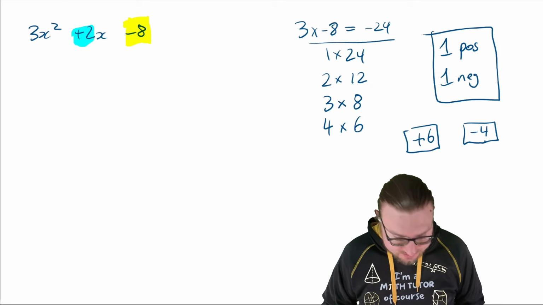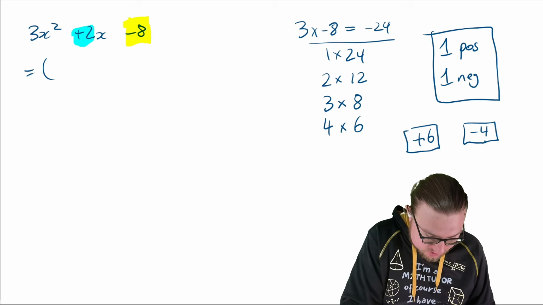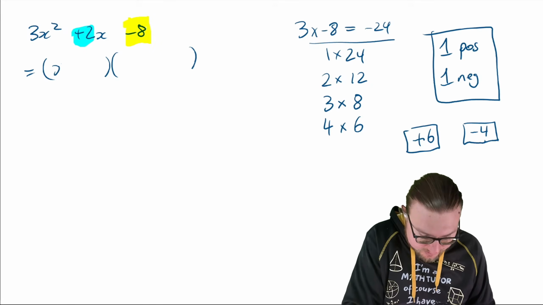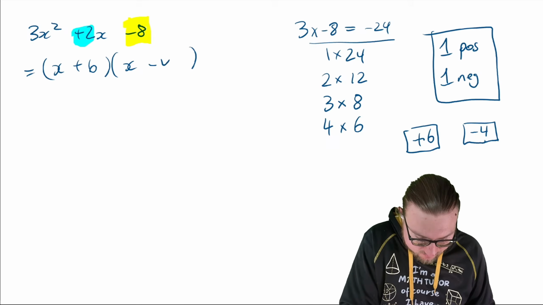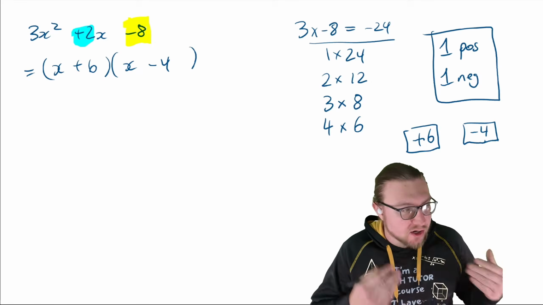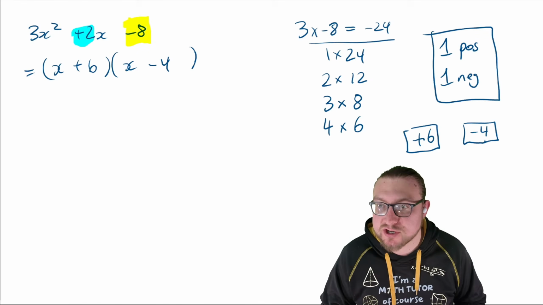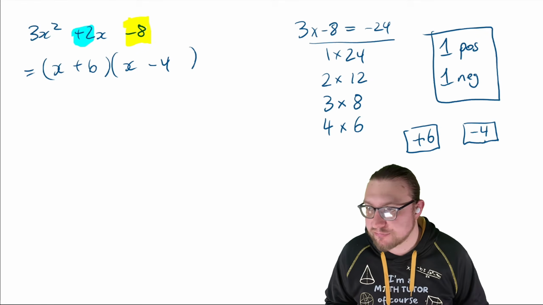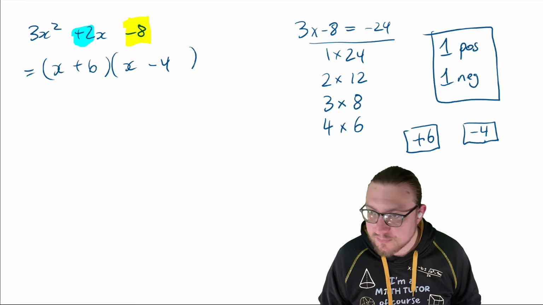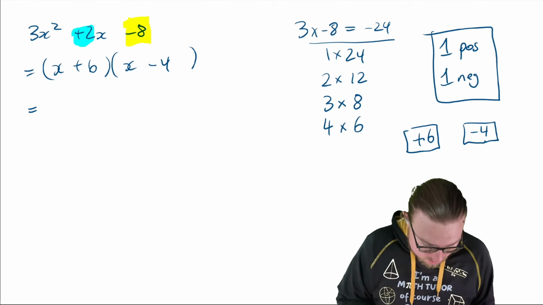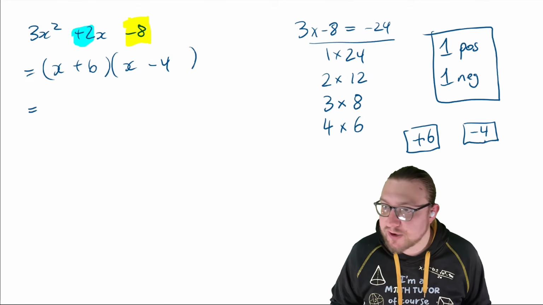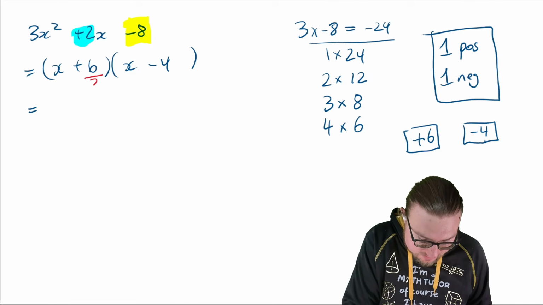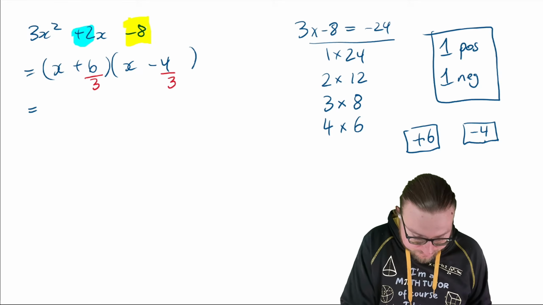Okay, once we've got those numbers, again, the easy method is just writing the two brackets down. We again have x, and it's going to be a +6 and a -4. Always following the same steps over and over, and with practice, you guys are able to do those really fast. Now, remember, when we do this, we always need to divide by the number in front of the x squared, which is going to be 3.